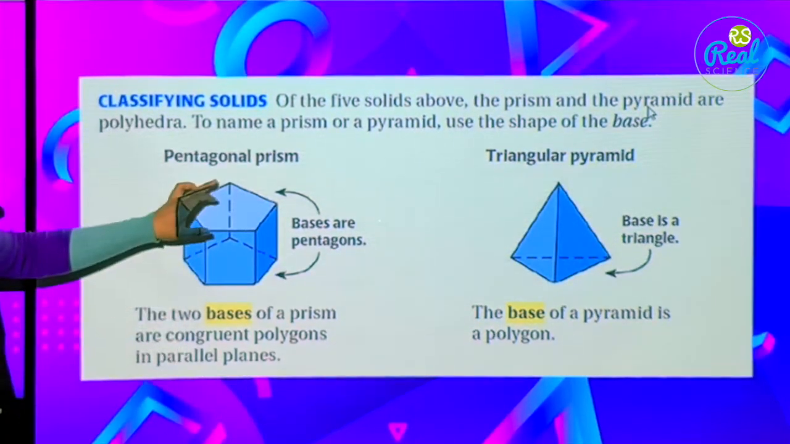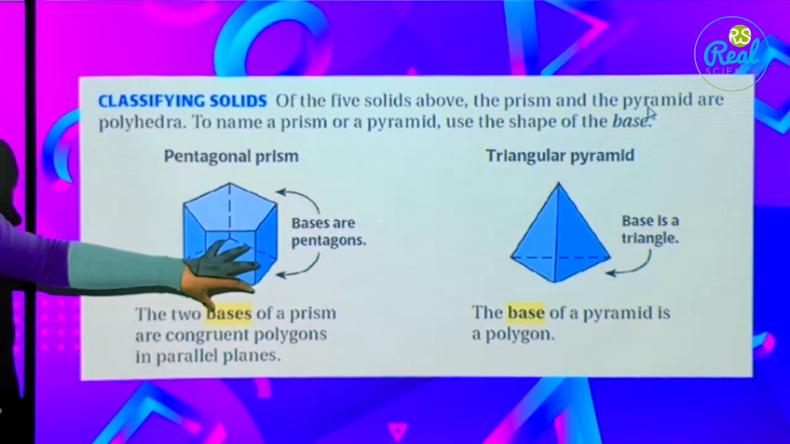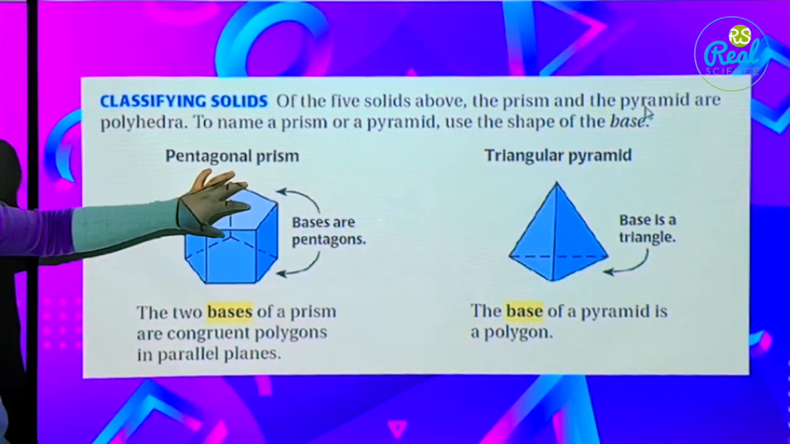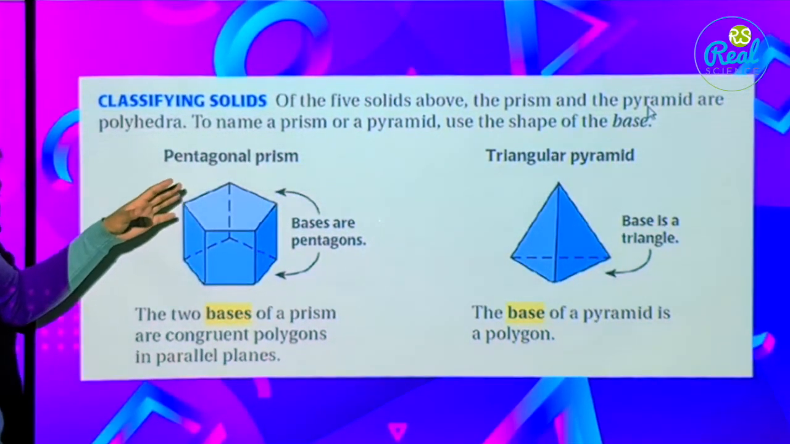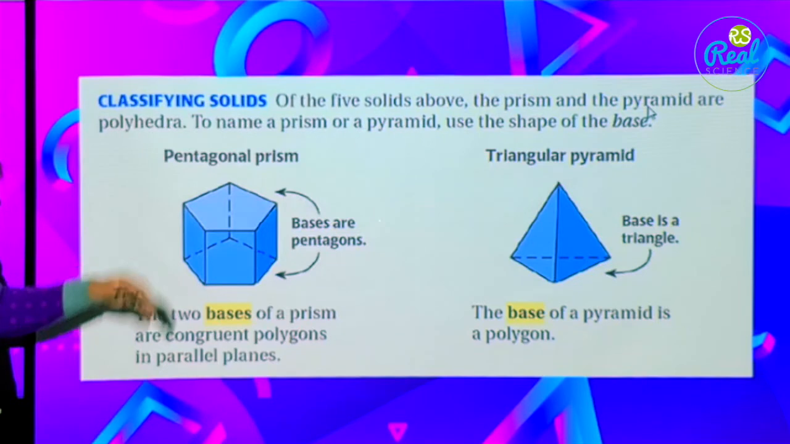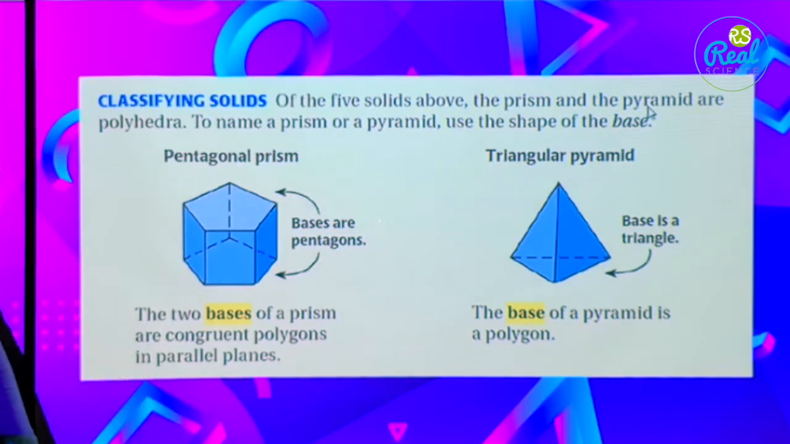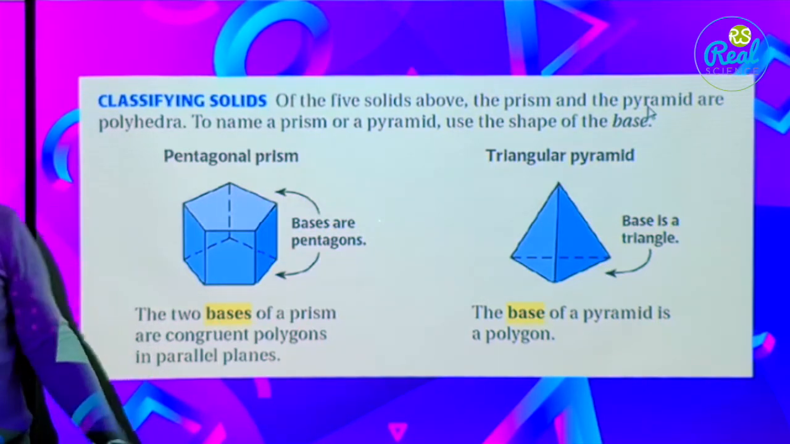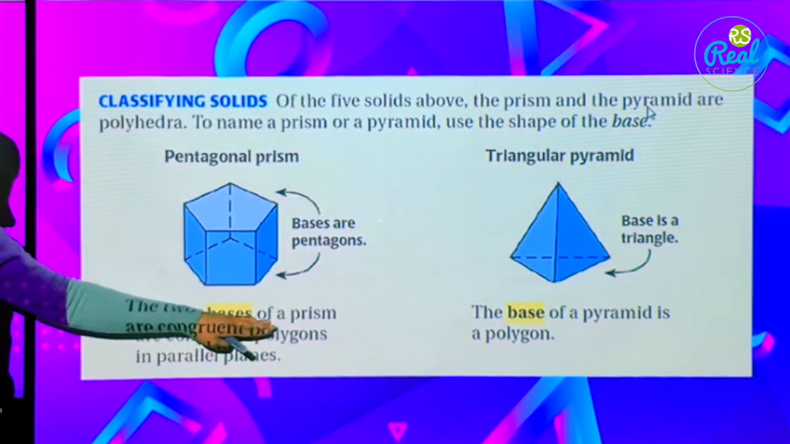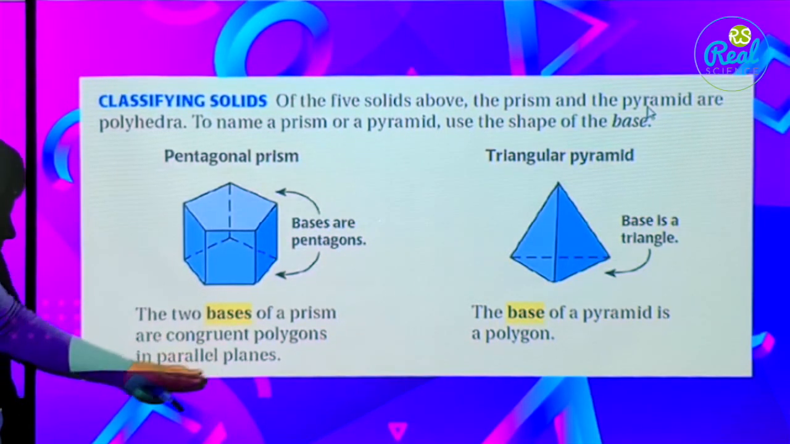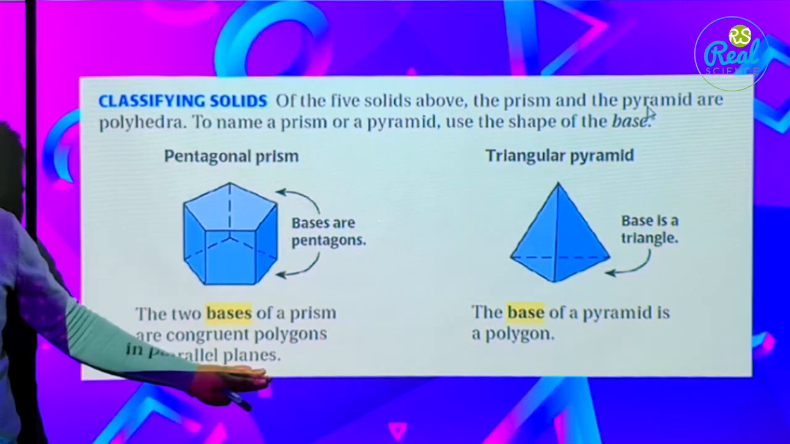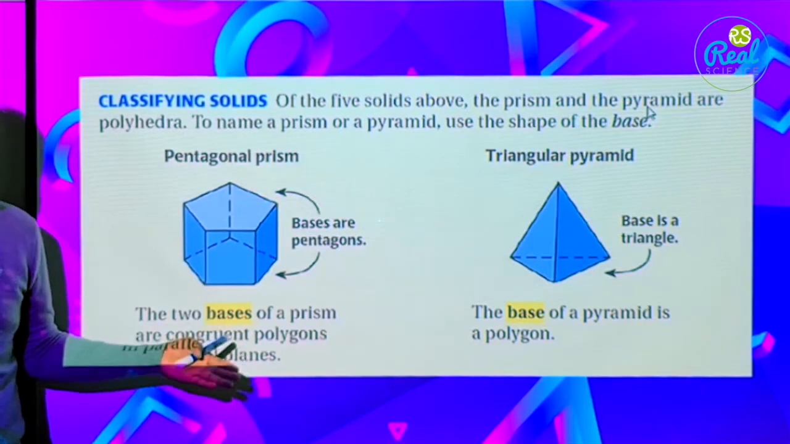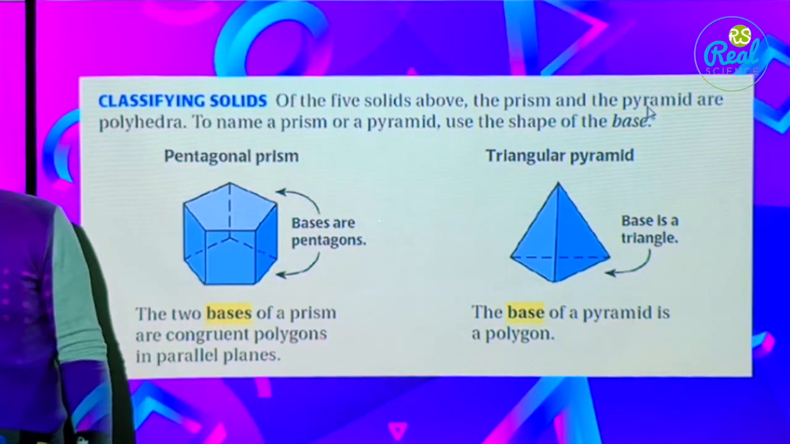And you can see here prism. Just the first base and the second base, they are the same. They are the same. Okay? Here is written, the two bases of prism are congruent polygons in parallel planes. Congruent means the same, what I said.